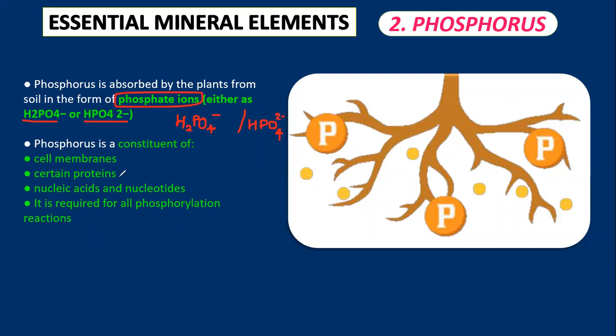Look, this is what I told. It is a major constituent of cell membrane, certain protein, nucleic acid, and nucleotide. It is required for all phosphorylation. What is phosphorylation? You will study in the chapter photosynthesis, which is the next chapter which I will be taking for you guys.